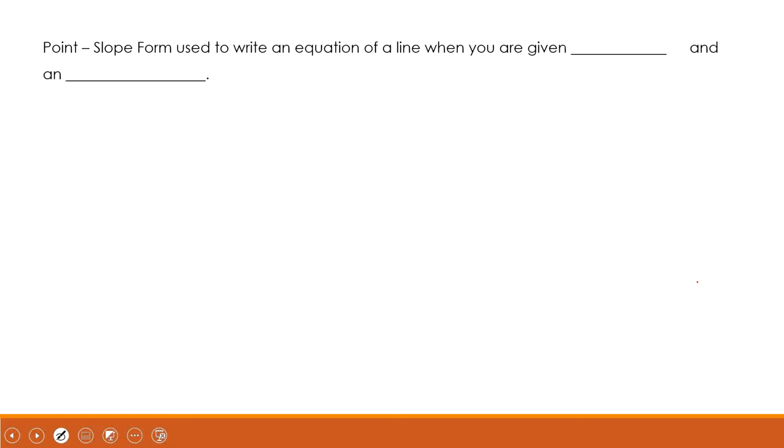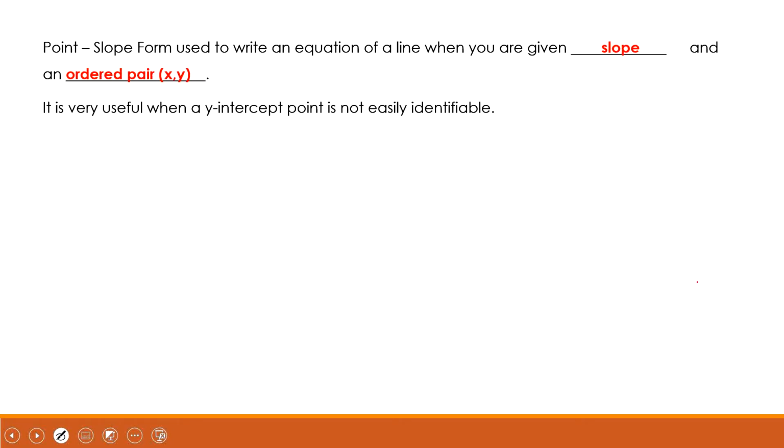So point slope form, we use it to write an equation of a line when we're given a slope and an ordered pair. It's very useful when the y-intercept point is not identifiable. So we can't readily look at the line and say, oh, the y-intercept is 0, -1. If it's kind of going between 2 points, then we're going to try to find some other point to write our linear equation in point slope form. So then as well, we don't actually have to go back and solve for the b.